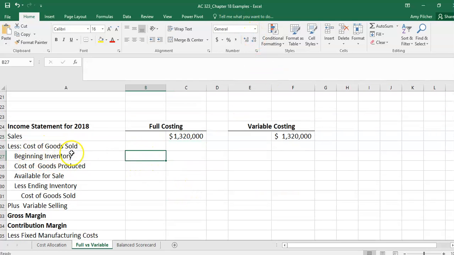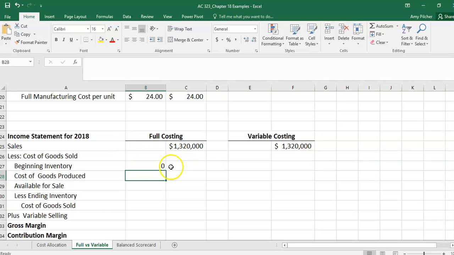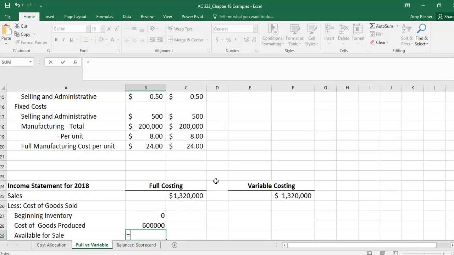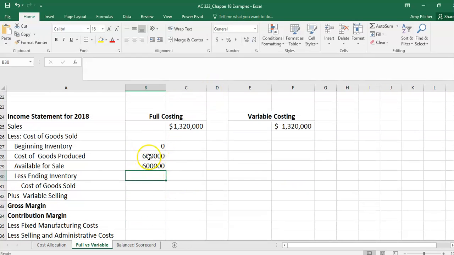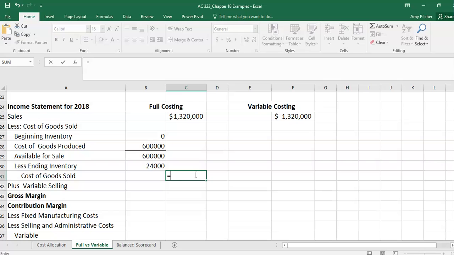Then we're going to calculate our cost of goods sold. We'll do full costing first. Our beginning inventory is 0. Our cost of goods produced is, under full costing, the number of units we produced times our full manufacturing cost per unit. So the amount that we have available for sale is the sum of beginning inventory plus the cost of goods produced. We then subtract the ending inventory value. So we have 1,000 units in ending inventory times the $24 full manufacturing cost per unit. Our cost of goods sold is the available for sale minus our ending inventory.